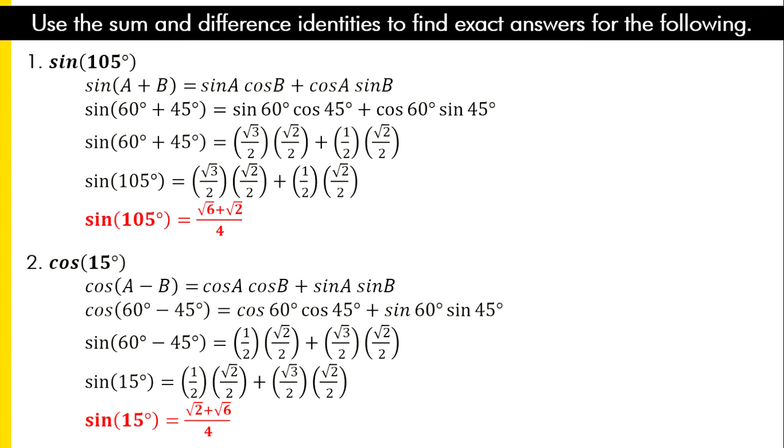So therefore cosine 15 degrees is the square root of 2 plus the square root of 6 over 4. Correction, I said sine earlier, but it should be cosine, since we're after the cosine here.